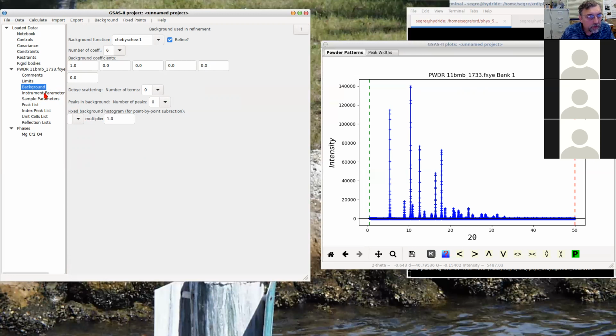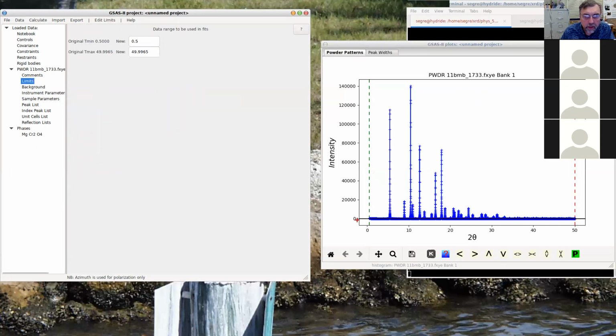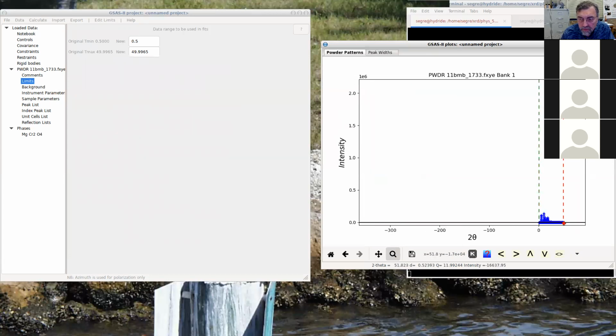You then have instrument parameters. Well, let me go up here. Limits is the limit of the data. And even though it doesn't look like there's much out here, we can zoom in and take a look. Oops, oh, what did I do? Oh, I used the wrong ones. Okay, sorry.